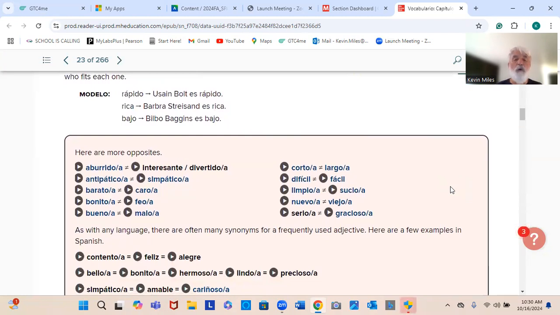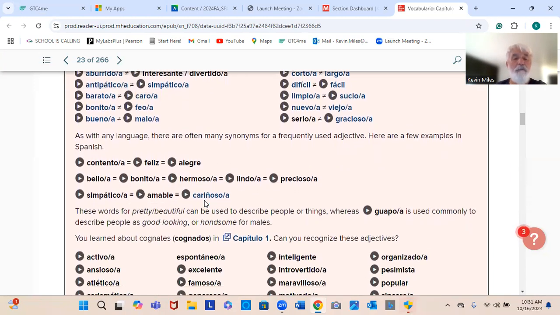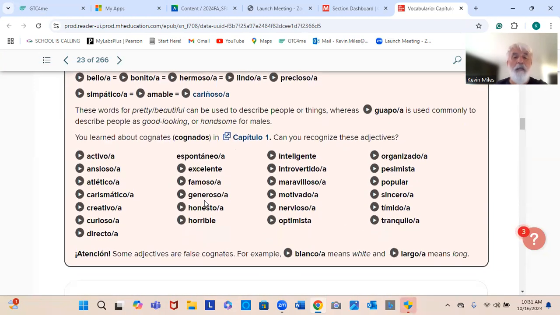There are some more adjectives. Please go through them, spend some time with them, and learn them, particularly the ones at the beginning here: aburrido, boring, antipático, obnoxious, simpático, friendly. Antipático is obnoxious or unfriendly. Take a look at some of these. And they give you a bunch more, and these are fairly easy. Just familiarize yourself with them. You might want to select a few that you use to describe yourself or a friend.